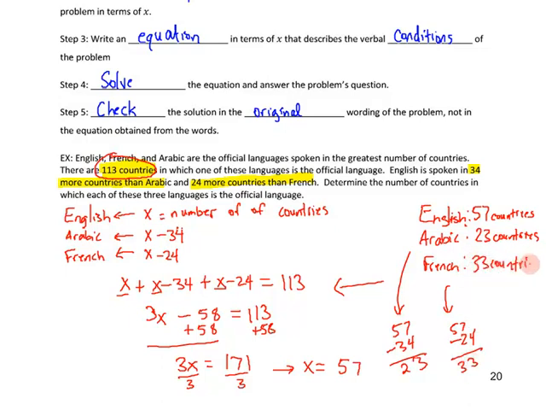Now let's check our answer back in the original statement of the problem. First of all, are there 113 total? And I can check that pretty quick with my calculator. Yes, 57 plus 23 plus 33 is 113. So that checks. Alright, is English spoken in 34 more countries than Arabic? 34 more than 23 is 57, so yes. 24 more countries than French? Yes. 33 plus 24 is 57, so yep. We check all of those out. That means there is my final answer.